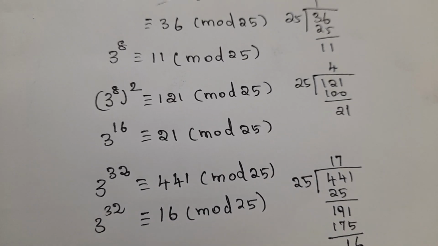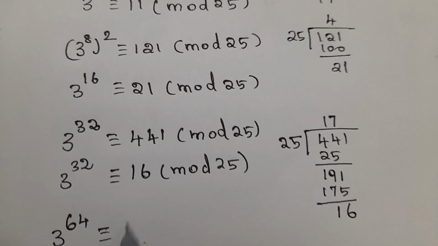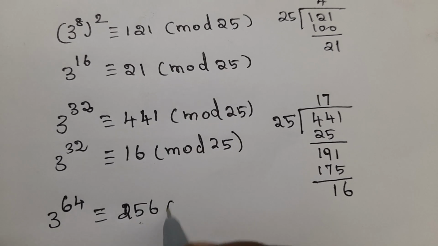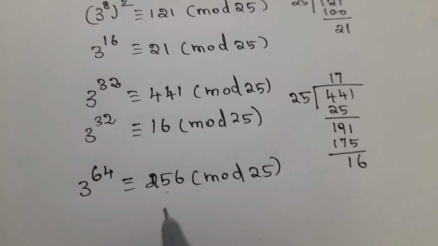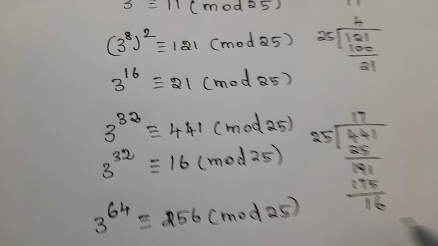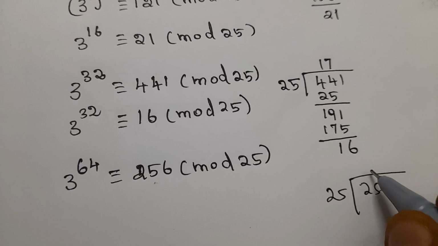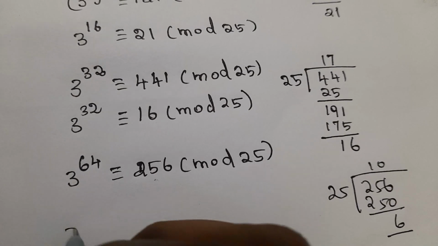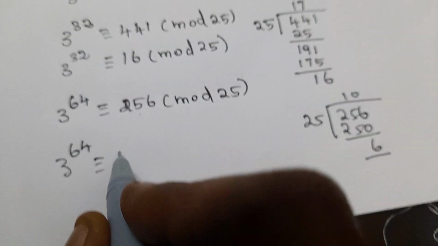Again, taking square on both sides, 3 power 64 is congruent to 16 squared, which is 256 mod 25. We check how many 25s are in 256, that is 256 divided by 25. 10 25s are 250, and the remaining is 6. So 3 power 64 is congruent to 6 mod 25.